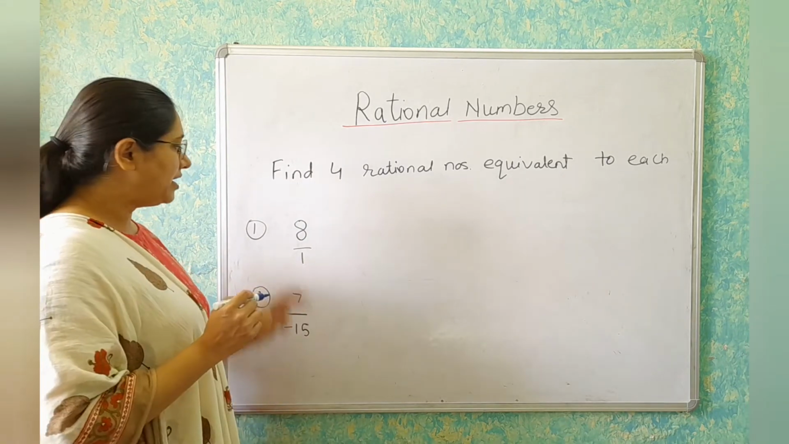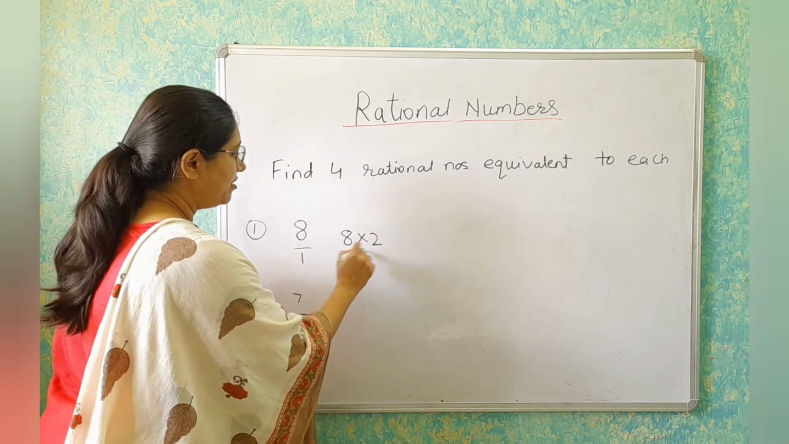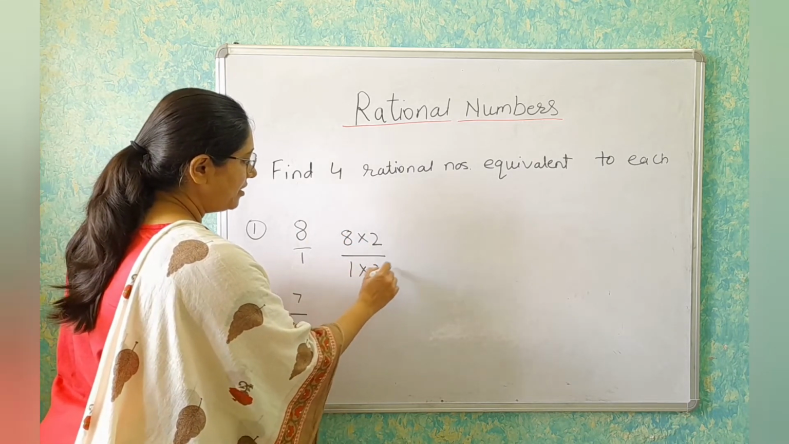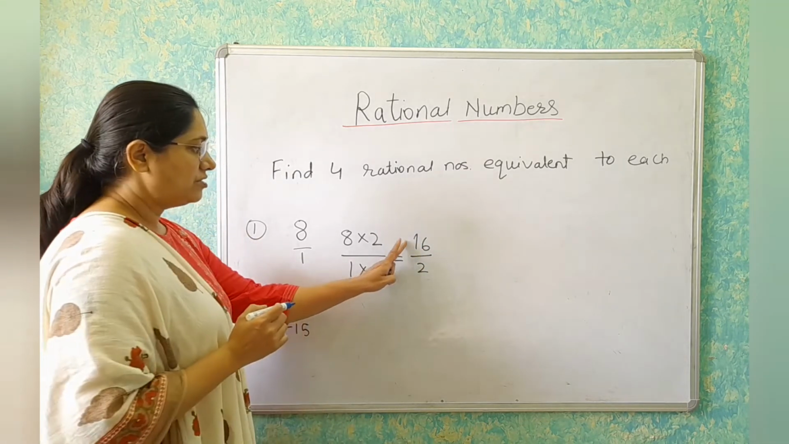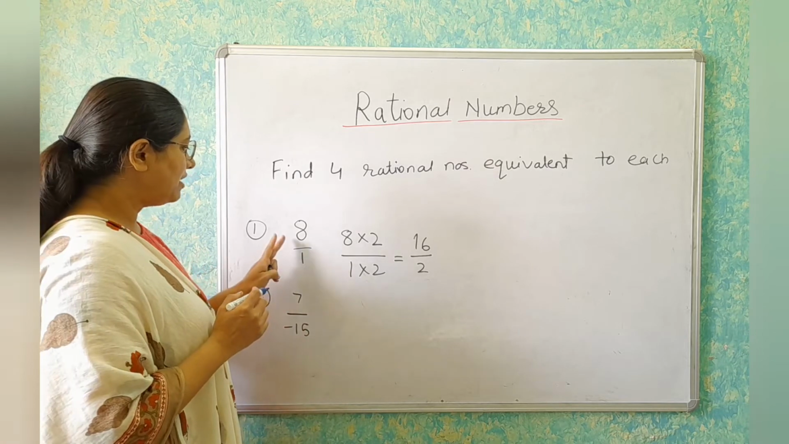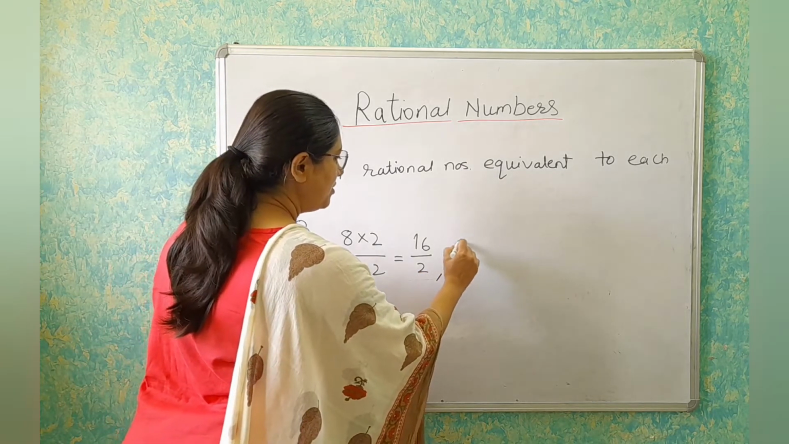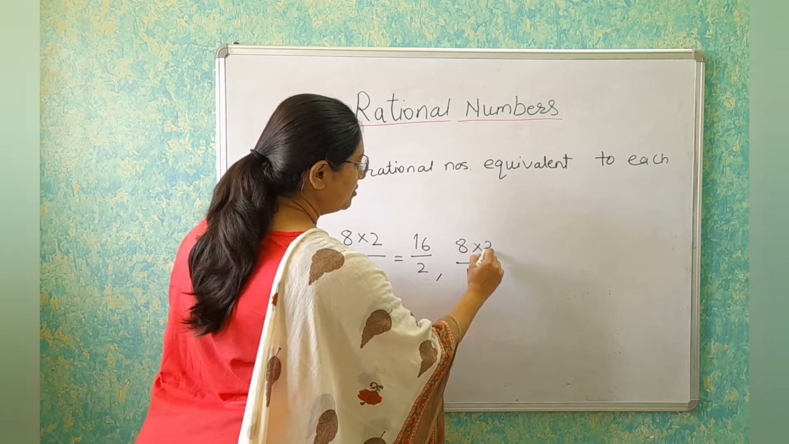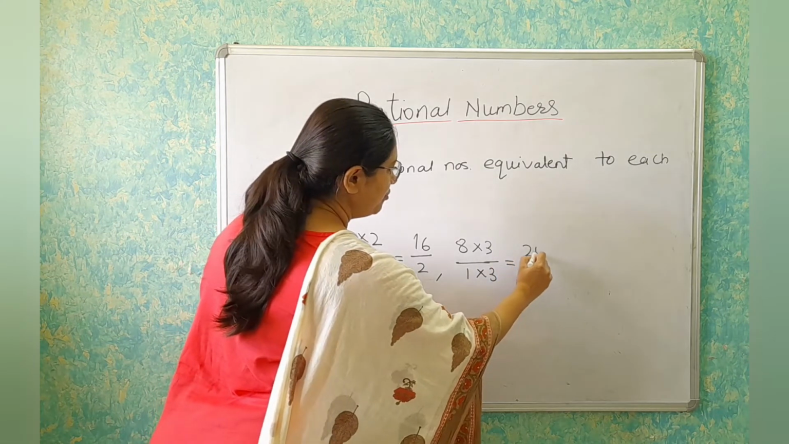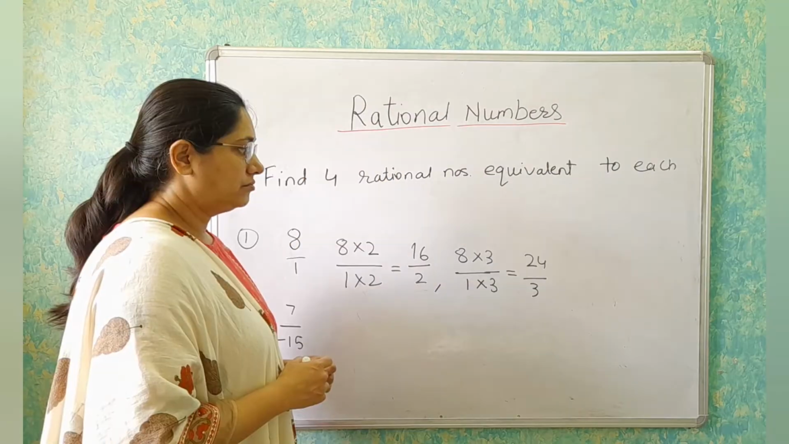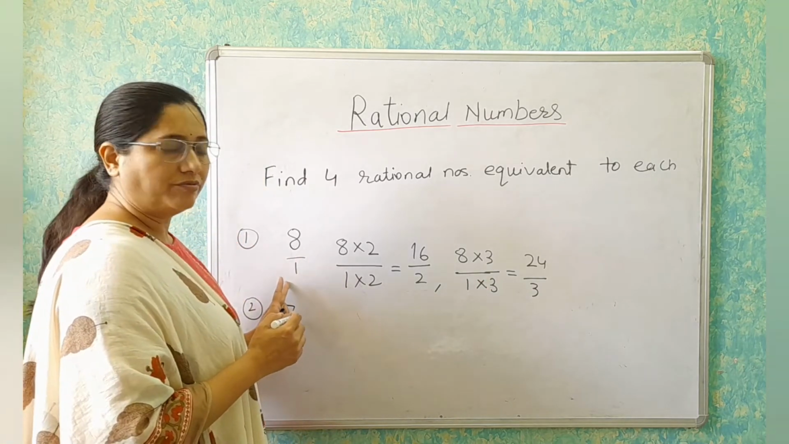Now if I multiply 8 upon 1 with 2, 8 multiplied by 2, 1 multiplied by 2, so I will get 16 upon 2. 16 upon 2 is an equivalent rational number of 8 upon 1. Next, I can multiply 8 upon 1 with 3. So I will get 24 upon 3. Again, 24 upon 3 is an equivalent rational number of 8 upon 1.